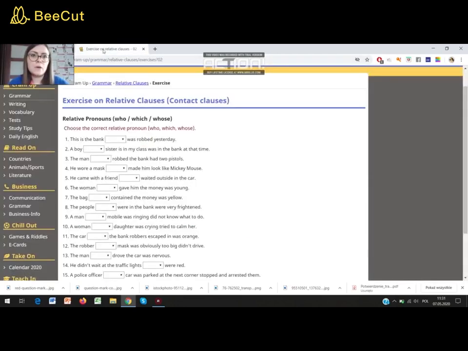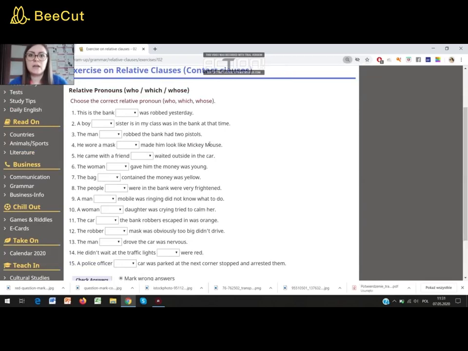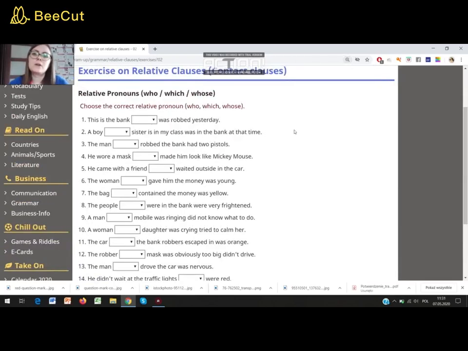Okay, so let's have a look at some sentences in which we should decide which relative pronoun we should use. Who, which, or whose. So here we should be careful. This is the bank, of course, which was robbed yesterday. A boy whose sister is in my class was in the bank at the time. Yes, because we are referring to his sister.